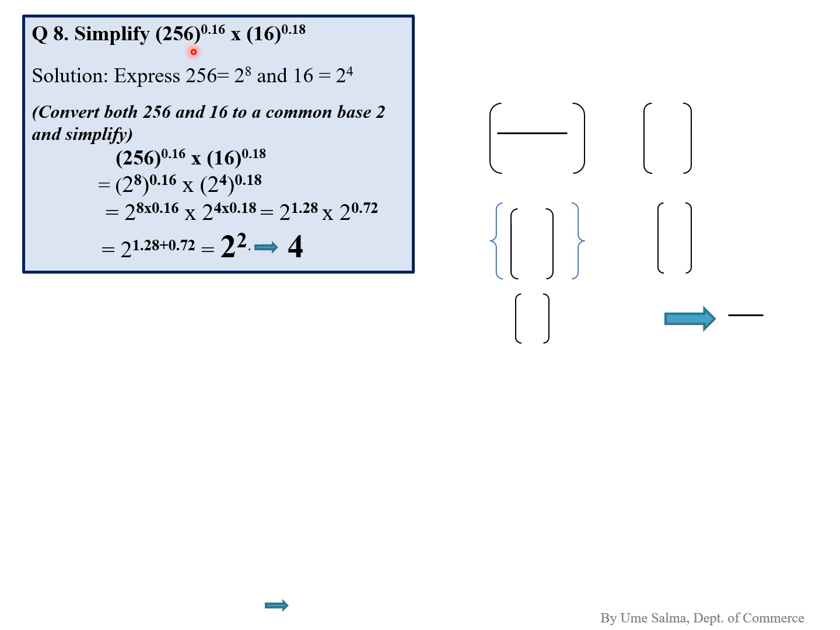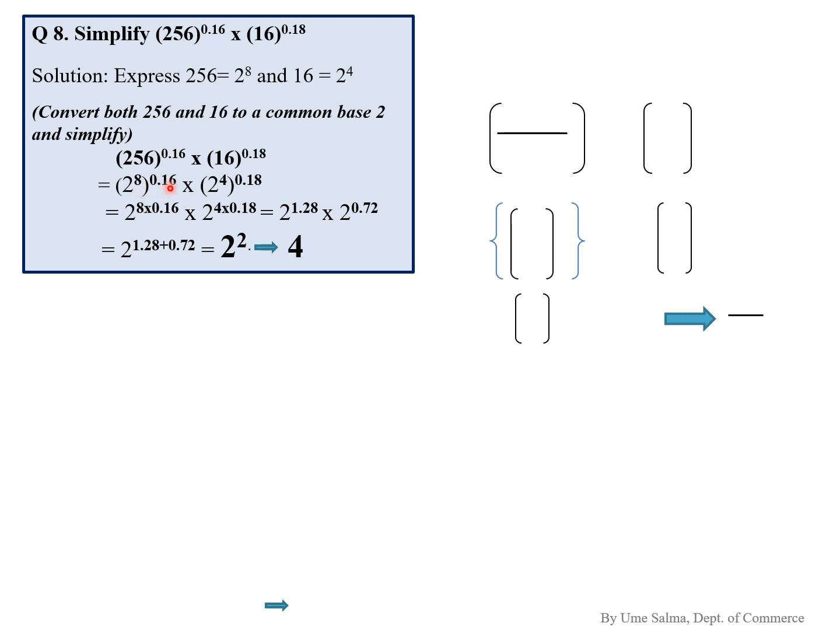So the first step is to convert the two bases 256 and 16 to a common base 2 and then simplify. 256 can be written as 2 to the power 8 and 16 can be written as 2 to the power 4. So these are converted to a common base. Now when you substitute, you write 2 to the power 8 in the place of 256 and 2 to the power 4 in the place of 16. When you are solving this step, a to the power m whole power n will be the product of these two, m into n, 8 into 0.16. The same applies here as well.